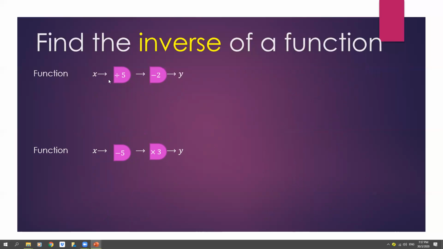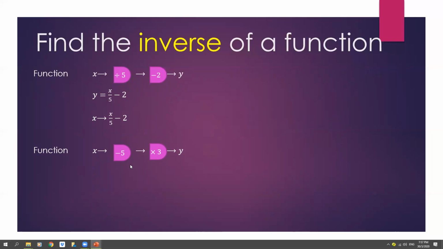So this is the original. X divided by 5, then -2 equals Y. So when I write as equation, I will have to write like this. Y equals X divided by 5, then -2. As a mapping method, that is like that. So this is the mapping method.